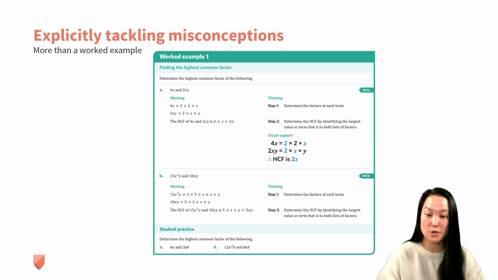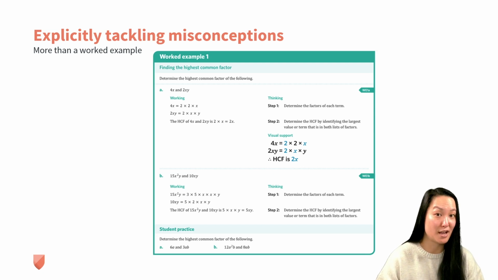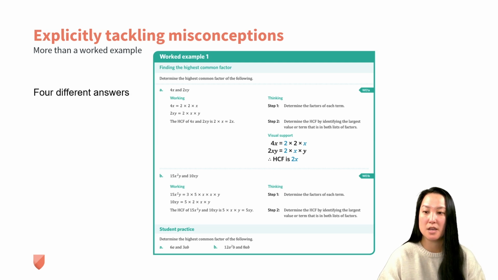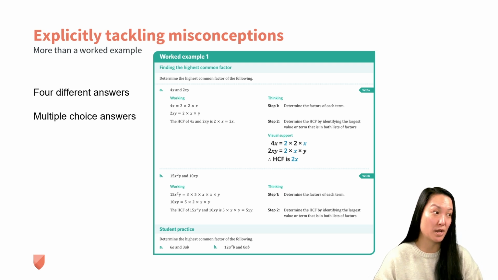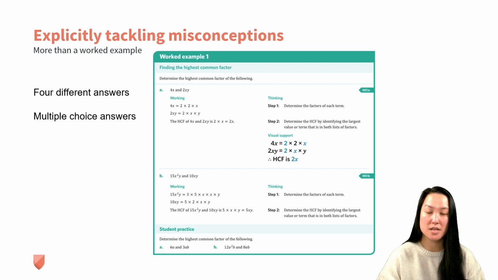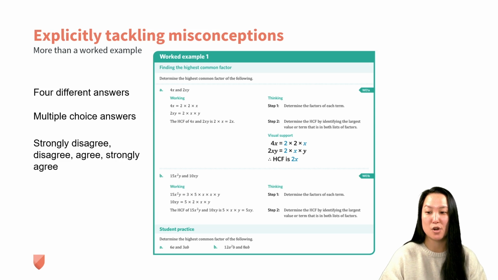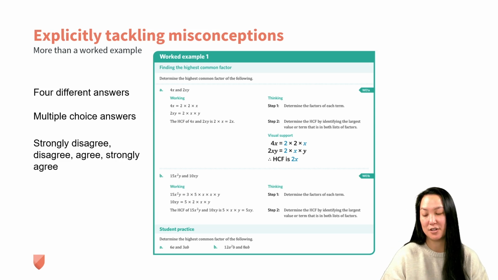When the students go to work on the student practice, you can have, in the 4 corners of your room, 4 different answers. Another option is you could have multiple choice answers already projected on the whiteboard, and students would have to choose which answer. Another option is you could have in the 4 corners just strongly disagree, disagree, agree, or strongly agree.